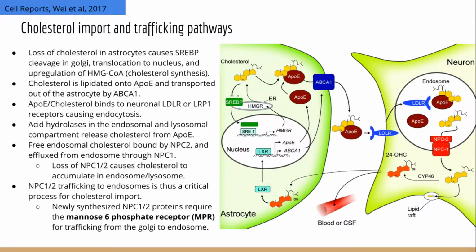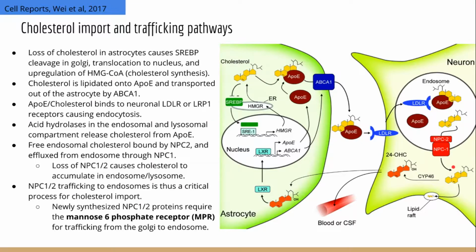So not only are NPC1 and 2 critical for the endosomal escape of cholesterol, but the process by which NPC1 and 2 themselves get to the endosome must also be critical. So in other words, NPC1 and 2's trafficking to the endosomes is itself a critical process for cholesterol import, because if NPC1 cannot get to the endosome, cholesterol cannot get out of the endosome.